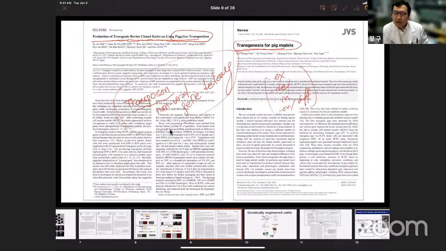It takes around four or five years to establish those genetically engineered systems in the laboratory.